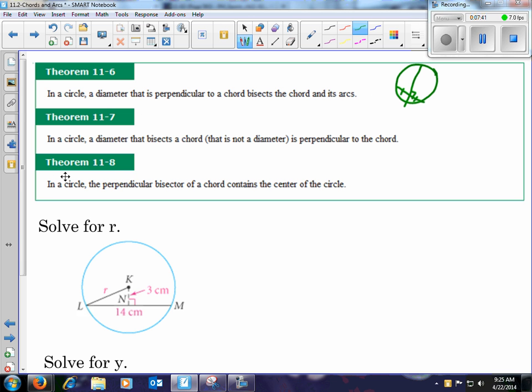And the last one says, in a circle, the perpendicular bisector of a chord contains the center of a circle. So it's saying if I have a perpendicular bisector of a chord, so basically my diameter, it has to go through the center of the circle, which makes sense. If it's cutting this line in half, then this diameter has to go directly through the center of my circle. Obviously, I'm not perfect at drawing with this airliner, but this is the general concept.